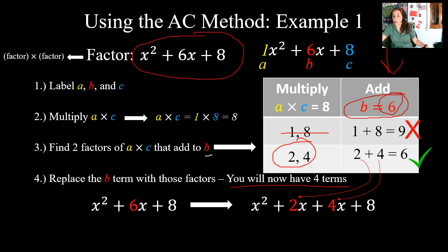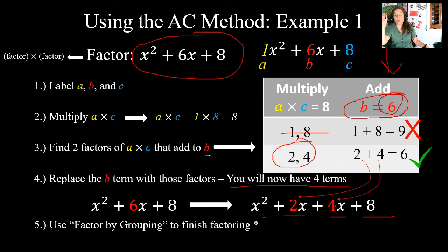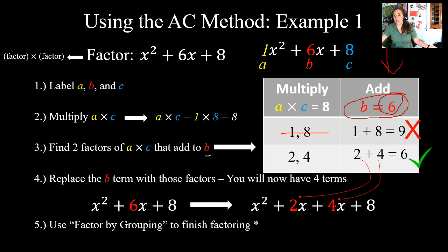And I know that when I have a 4-term polynomial and I'm factoring, I use factor by grouping. So now we're going to use factor by grouping to finish this factorization, okay? So I obviously don't have enough room on this side to do that, so we're going to move on to the next slide so that you guys can see how to finish this off. All right, so let's move on down the slide.